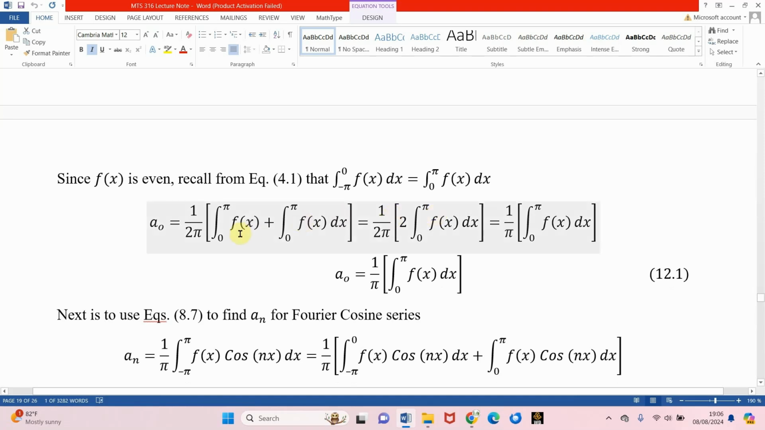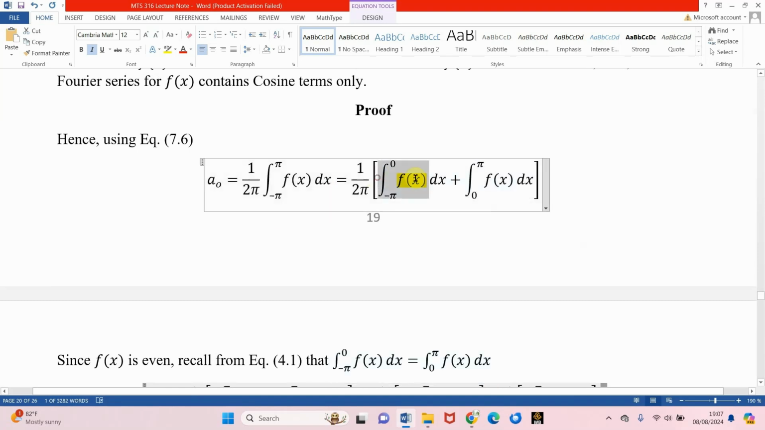So the next line is that we use the fact, look at this fact I explained to you earlier, that this is only true because f of x is an even function. That is why the integral from minus pi to 0 of f of x dx gives us the integral from 0 to pi of f of x dx. The condition is that f of x is an even function. So we put that fact there. And what is the fact?